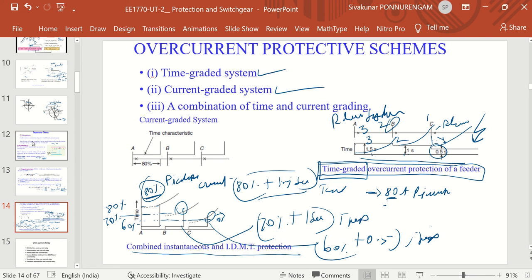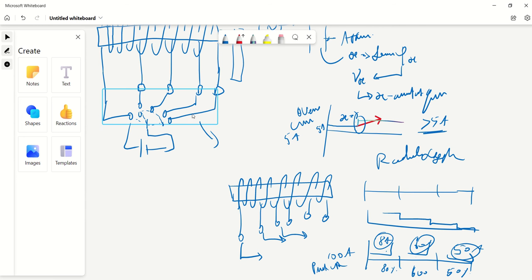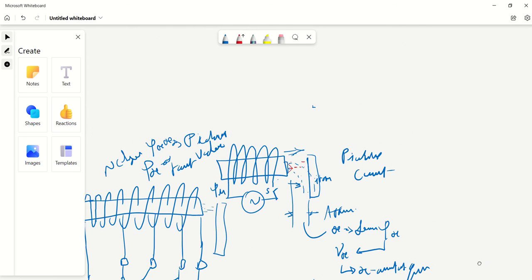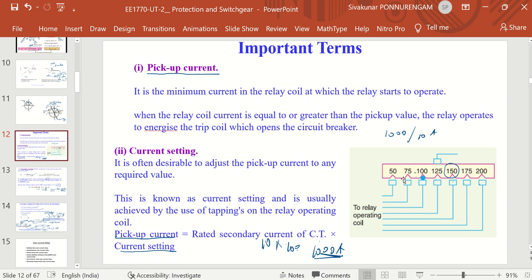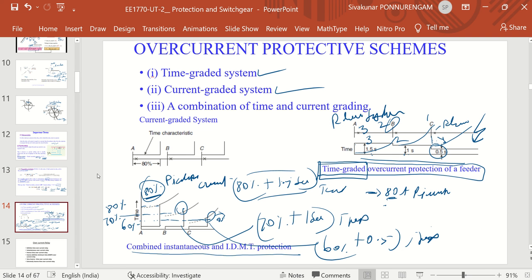So this video covers the important terms, that is the pickup current and current setting, and how the current setting is varied depending upon the relay system, taken as the tapping. The next thing we are seeing is the basic calculation of the plug setting multiplier. Then the next is the time graded operation and the current graded operation, right? Okay.